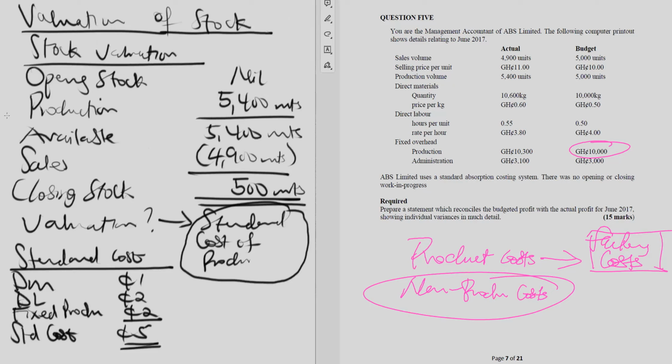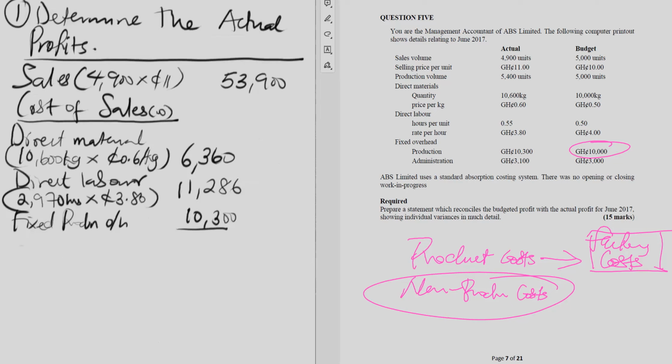So in simple terms, the value of the stock is 5 cedis by the 500 units that we have. That means the value of our closing stock in the actual data we are calculating is 2,500. Now that we've got the value of the closing stock, because we didn't have any opening stock, I could have even brought opening stock at the top and said the opening stock is 0 units times the 5, which is still 0.